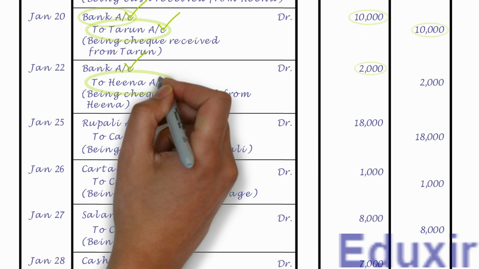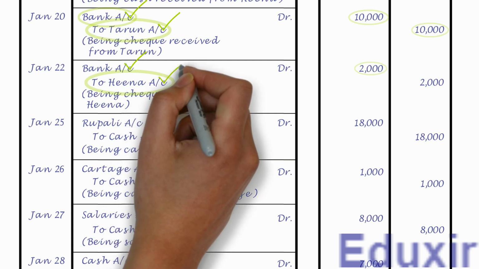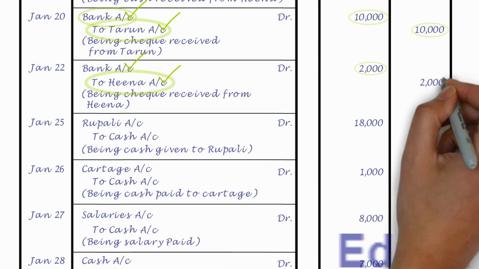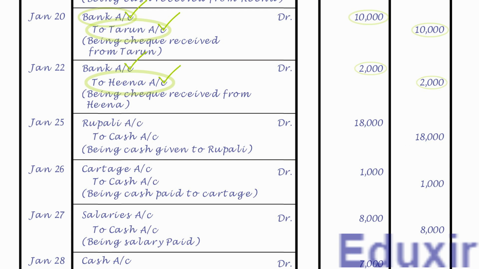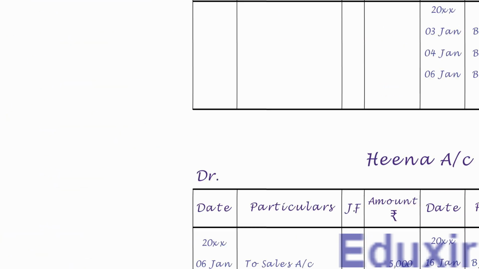As the name suggests, it needs to be posted on the credit side of Hina account and the credit amount is 2000 rupees. Note that the details that need to be posted into the particulars column is bank account. As we already have Hina account, let us now post this entry into that account. Let us first write the date.